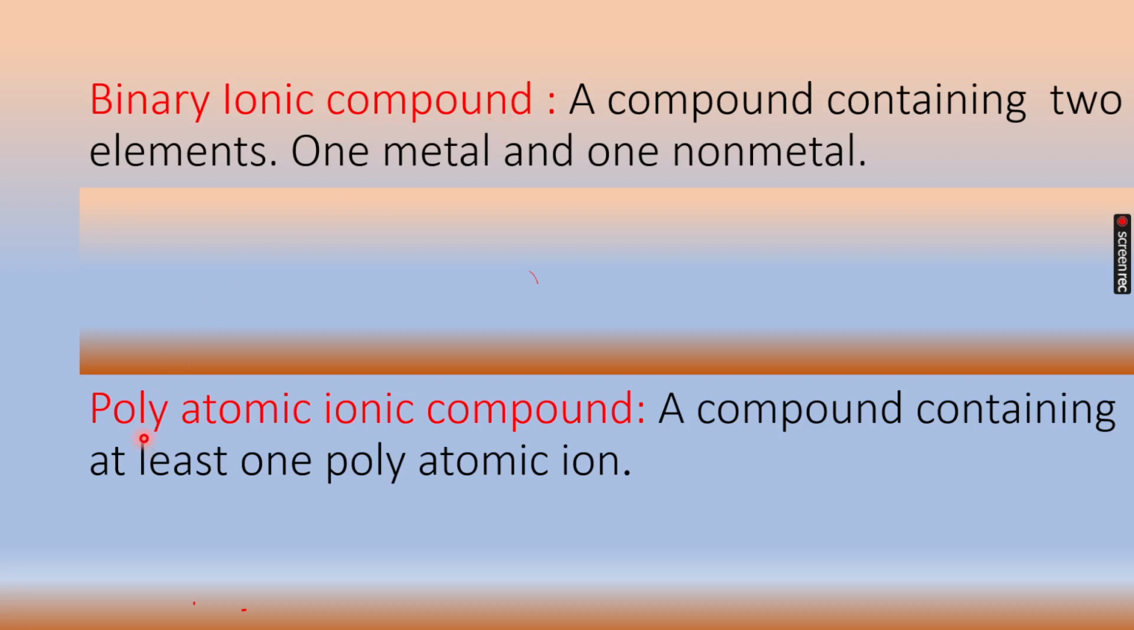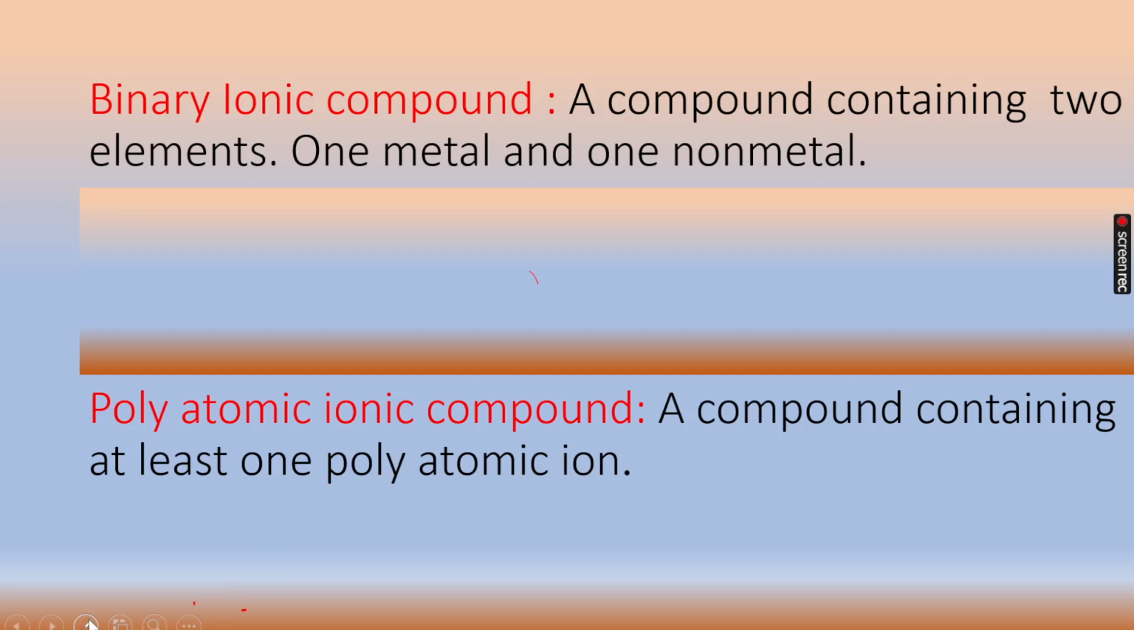And in the next part, I want to talk about polyatomic ionic compounds. It's a little complicated, but it's not very difficult. It is a compound containing at least one polyatomic ion. We will talk about the polyatomic ion. Do not worry about this.